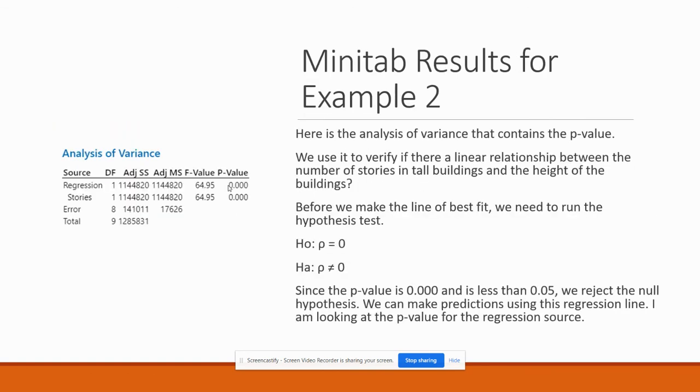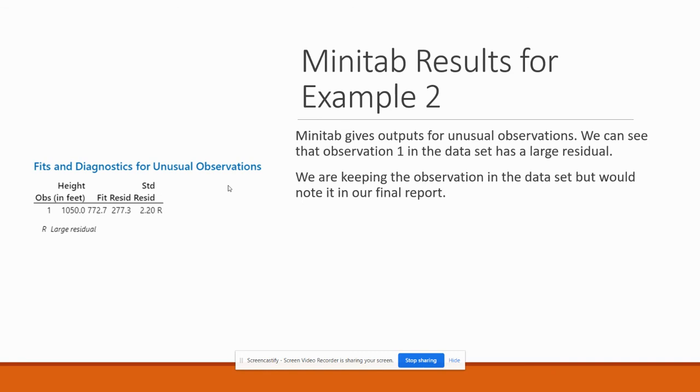But I didn't put it in one slide because I didn't want to confuse you yet. So look here. Minitab told us that for one of the observations, where the height was 1,050 feet, there's something going on there. And it marked it as a large residual because the standardized residual is 2.20. So in my final data set, I wouldn't take it out, but I would note that it's there. Minitab is really good about telling you those things.